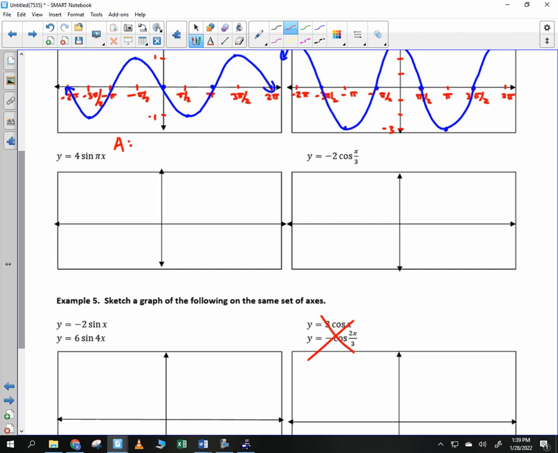All right, what's the amplitude? 4. And what's the period? 2. How do you get that? 2 pi. 2 pi divided by pi. Yep, 2 pi divided by pi is 2. Very good. Mark off 2. 1.